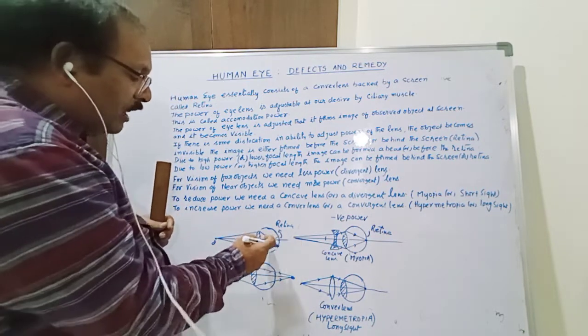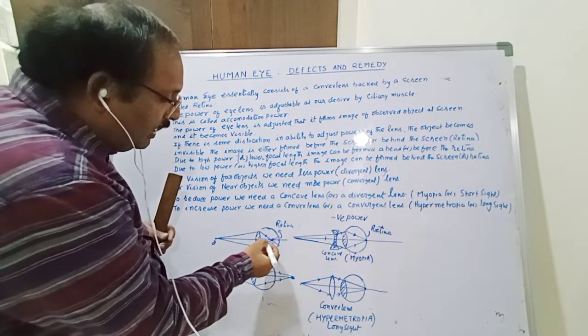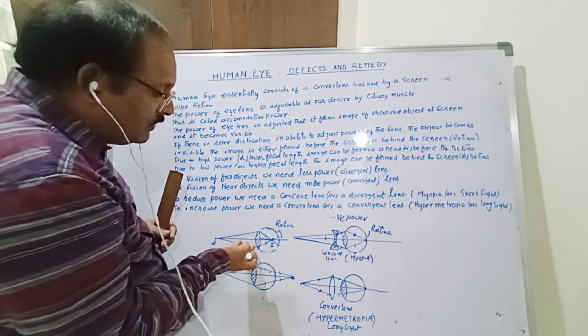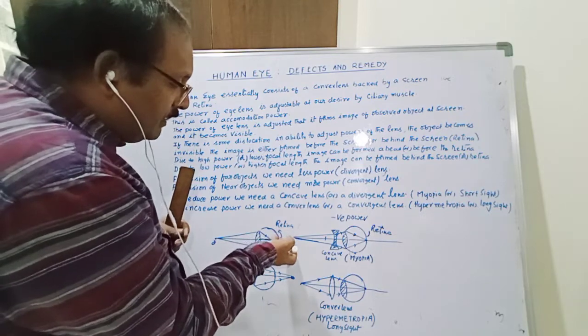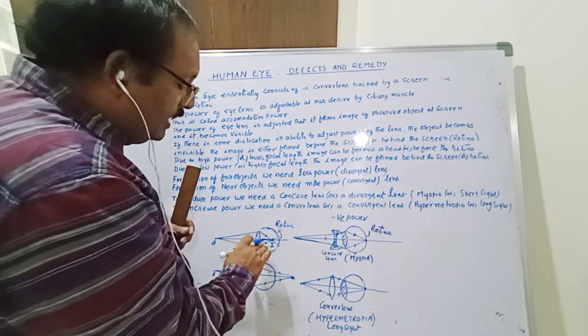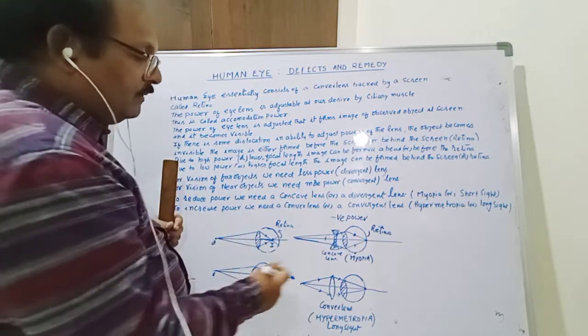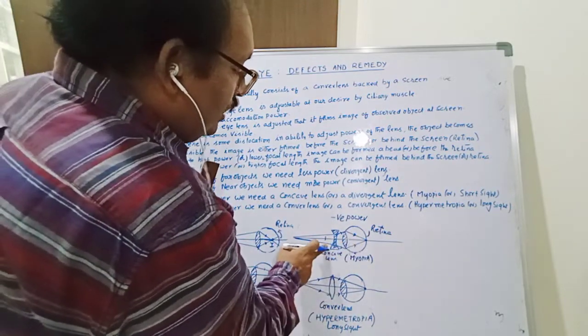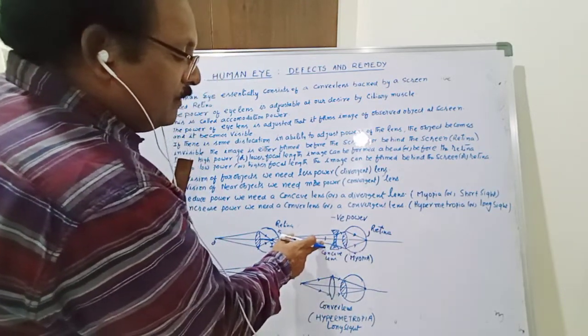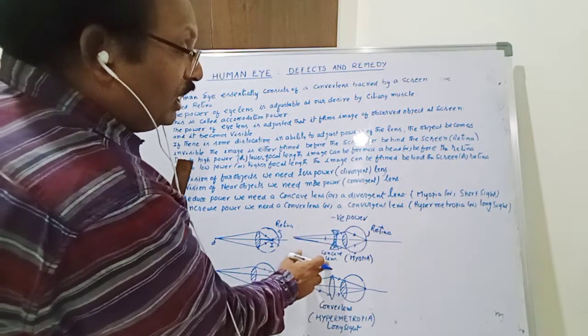When the image is formed before the retina, the focal length of this human eye is decreased and the power is increased. The human eye is now suffering with what? Increase of power, decrease in focal length. So we have to incorporate a lens that is called a concave lens.